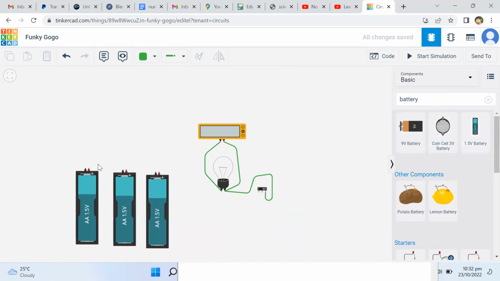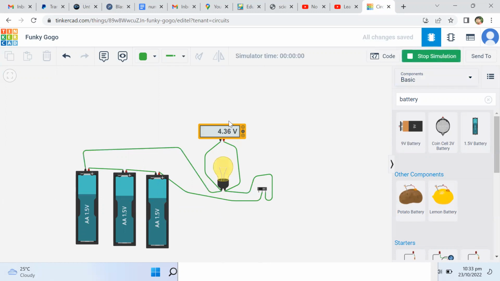Now, if this is serial, what should happen? The positive should connect to negative. And here also the positive should connect to negative. Here the positive, let's connect to the switch. And the negative, let's connect it to the other edge of the bulb. So this is what the serial connection is. You can see it's showing 4.36 voltage. That is your serial connection.